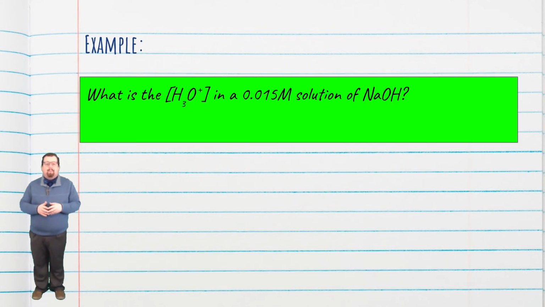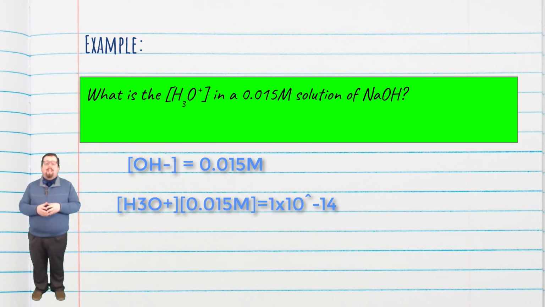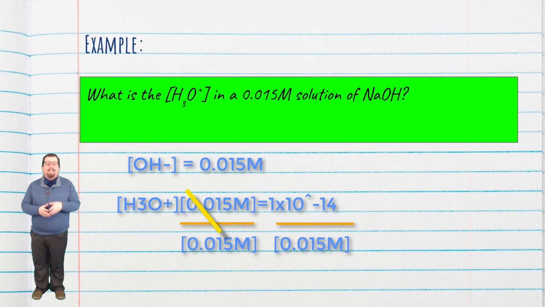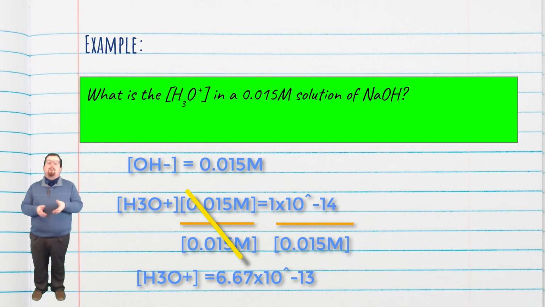So let's do an example. If I had a 0.015 molar solution of NaOH, what is my H3O plus concentration? To do this, you must first find the concentration of hydroxide, which we just did. The concentration of our OH would be 0.015 molar. Now that we know that, we can just plug it into our equation. You'll take 1 times 10 to the negative 14 divided by 0.015, and you get 6.67 times 10 to the negative 13 molar. That's your H3O concentration.